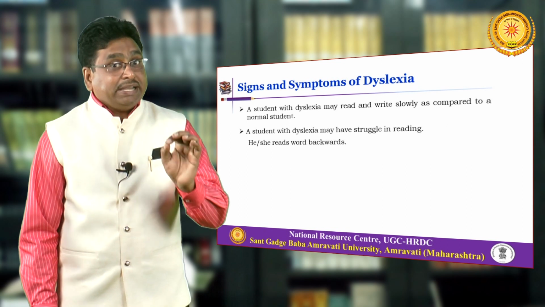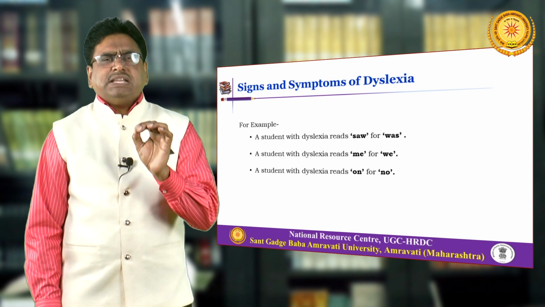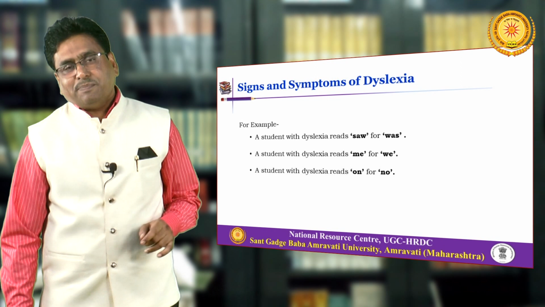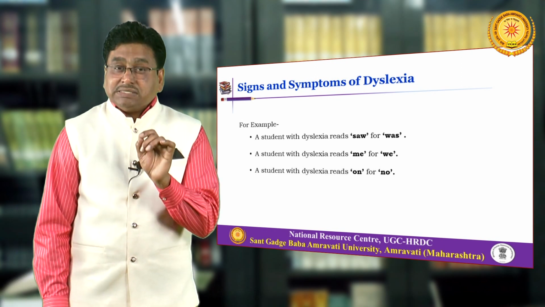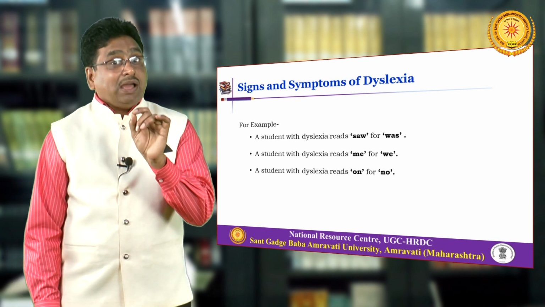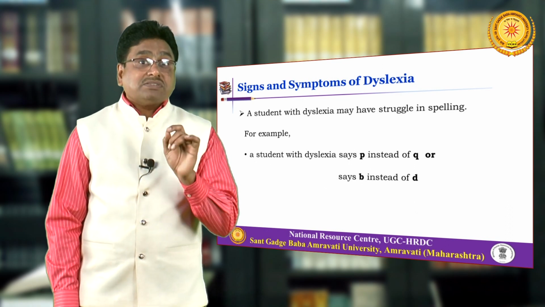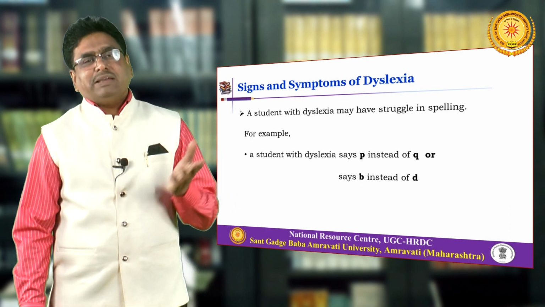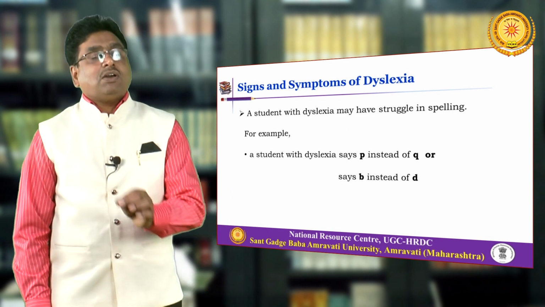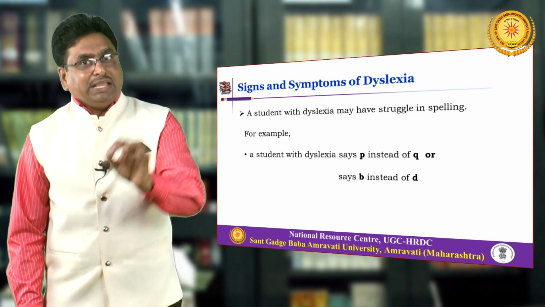He or she reads words backward. For example, a student with dyslexia reads saw for was. A student with dyslexia reads me for we. A student with dyslexia reads on for no. A student with dyslexia may struggle in spelling. For example, a student with dyslexia says p instead of q and says b instead of d.